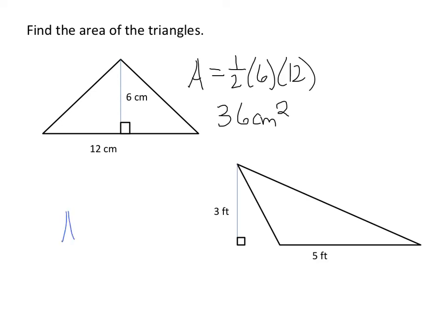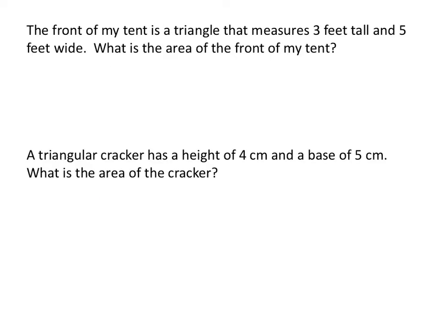Alright, when you're looking at this one, it's going to be area equals, we could do 1/2 base times height, or I could do base times height divided by 2 again, so that would be 3 times 5 divided by 2. 3 times 5 is 15, half of 15 is 7.5, so this would be 7.5 feet squared. So now I want you to pause the video and try these two word problems on your own.